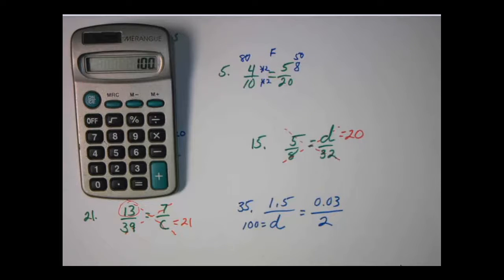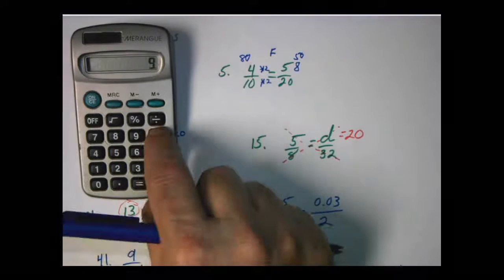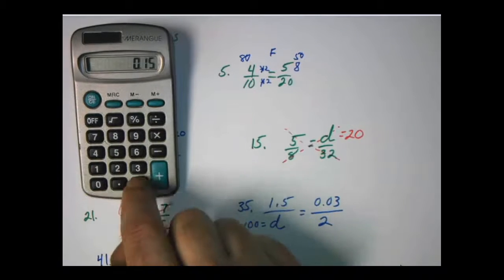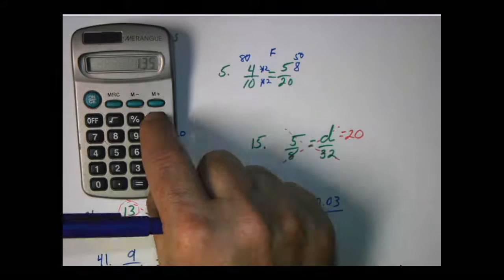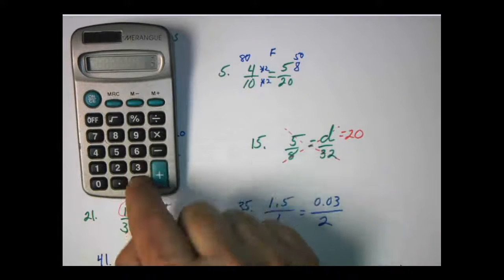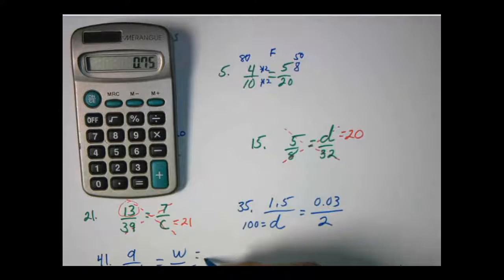Let's do one more of those. Let's do 41. 9 over 1.8 is equal to W over 0.15. Okay, we're going to cross multiply these two because those are the ones that line up. So 9 times 0.15 equals, divide by, odd guy out, 1.8, and we get 0.75.